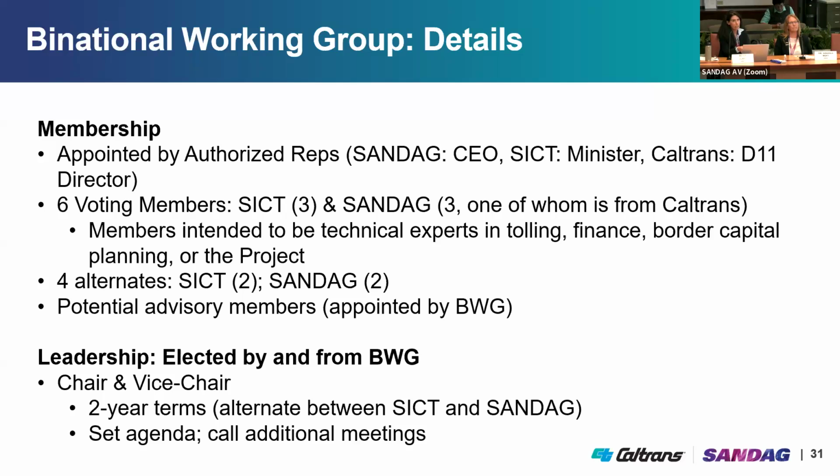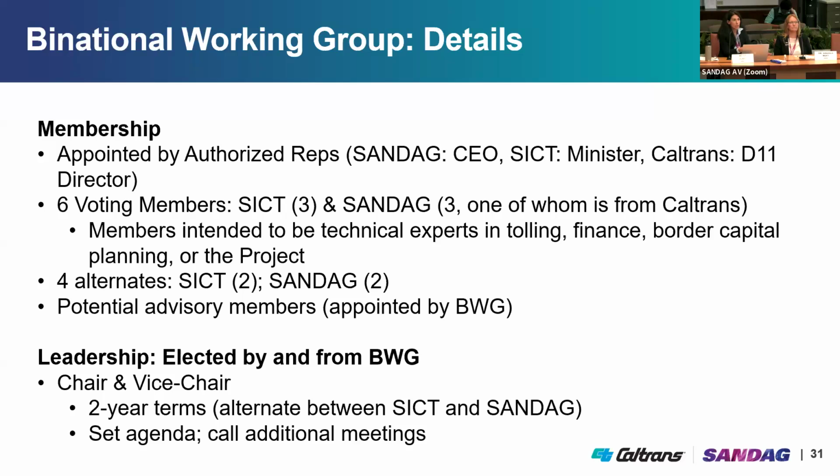And then for Caltrans, who will propose to have a position on the group, that would come from District 11's director. It's proposed to have 6 voting members in the BWG, 3 from SICT, 3 from SANDAG. One of SANDAG's members is proposed to be from Caltrans. You all know, I think, that State Route 11 is owned, operated, and maintained by Caltrans. They've also invested a substantial amount of money in the project. The members are expected to be technical experts in things like tolling, finance, border capital planning, and the project. There'll be alternates and potential advisory members.